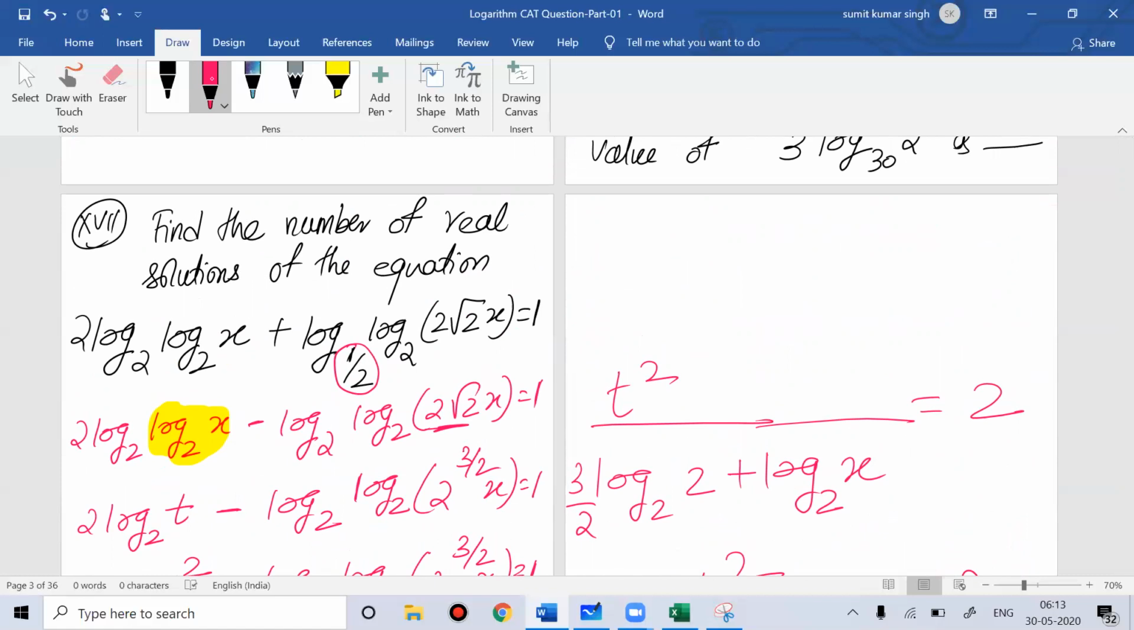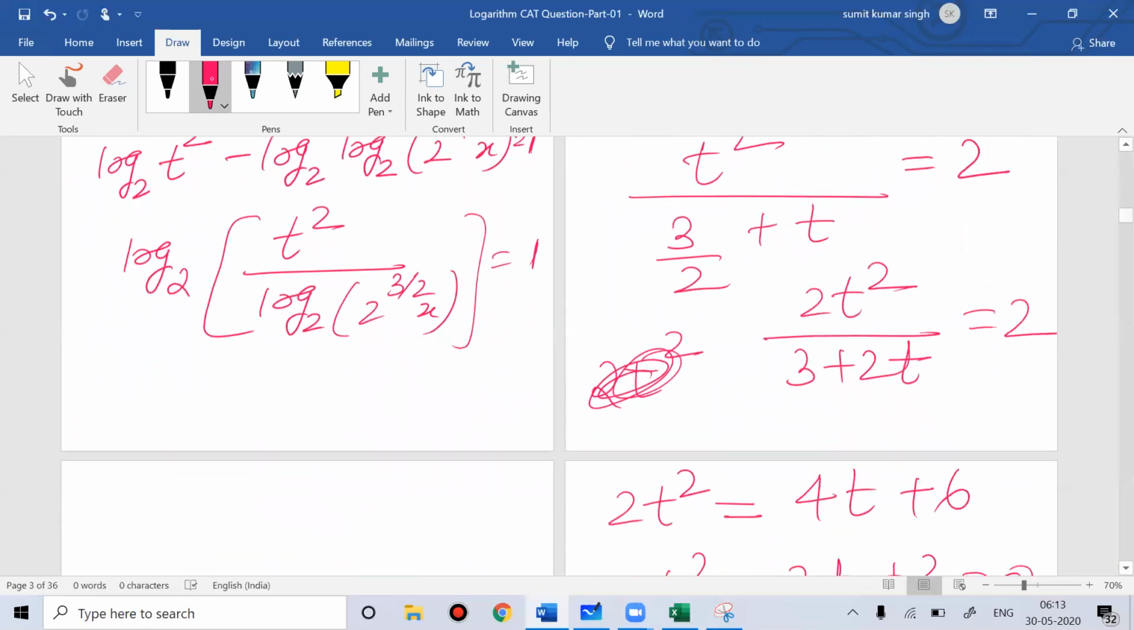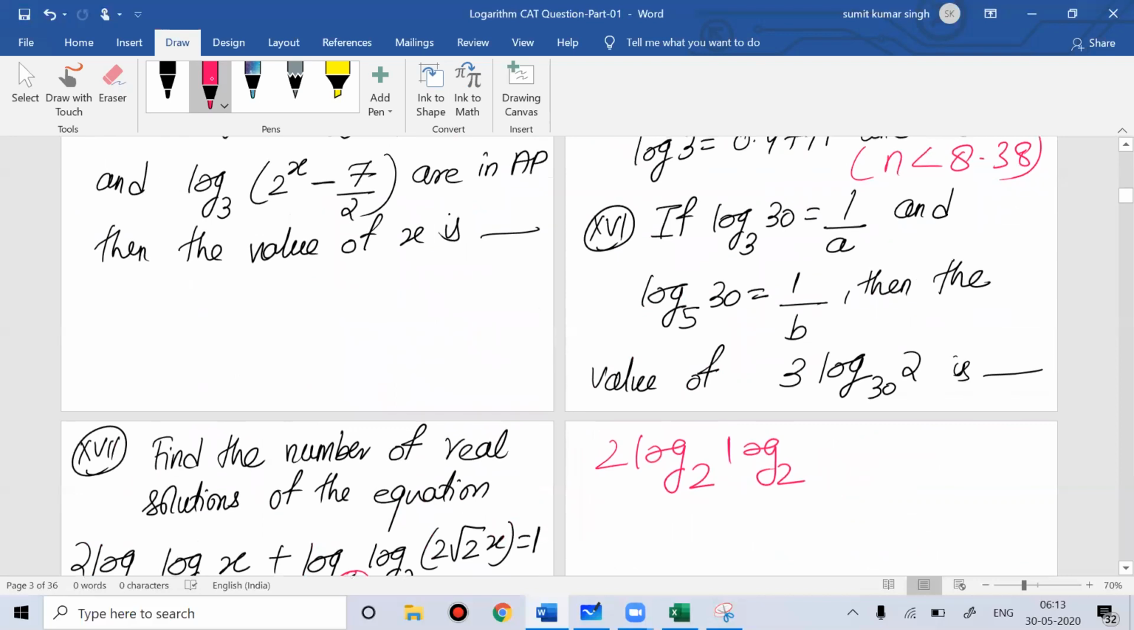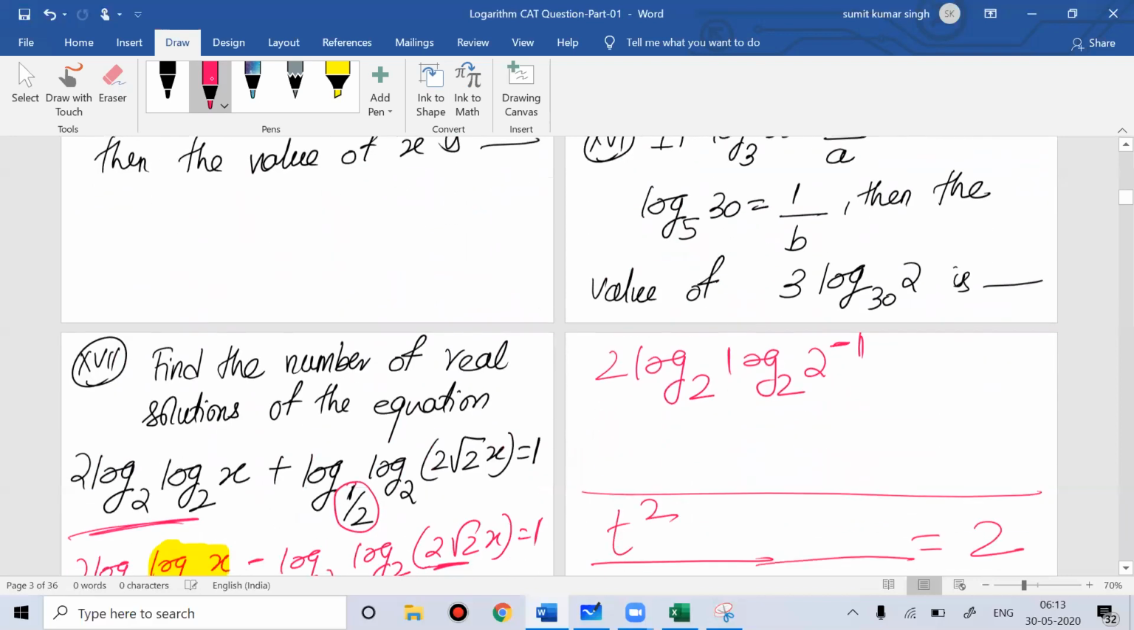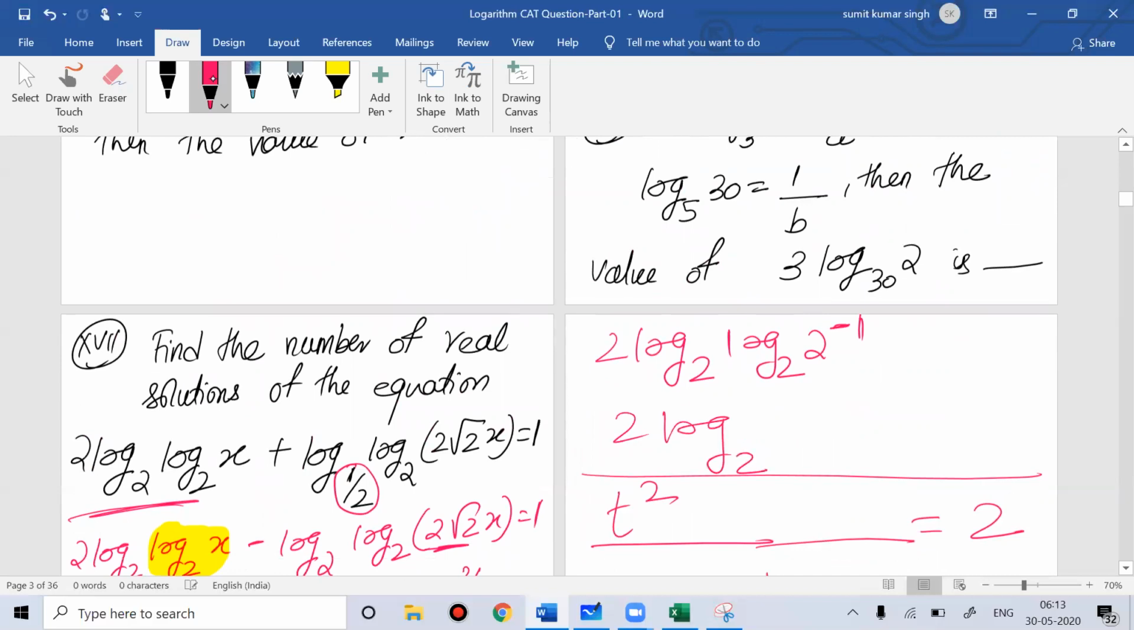One minute. Number of real solutions. If you see 1 by 2 here, log base 2 of 1 by 2 means 2 to the power minus 1. So if you take 2 to the power minus 1 here, you get log base 2 and this would be minus 1. And you can never find the log of a negative number. So 1 by 2 is not satisfying the answer. So the number of real solutions would be 1. There is only one real solution possible for this question, and that would be 8.